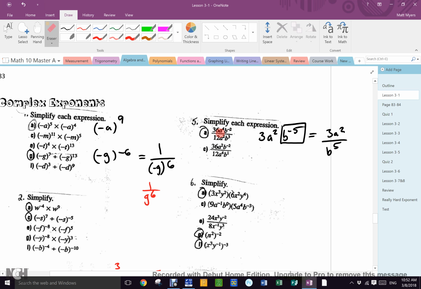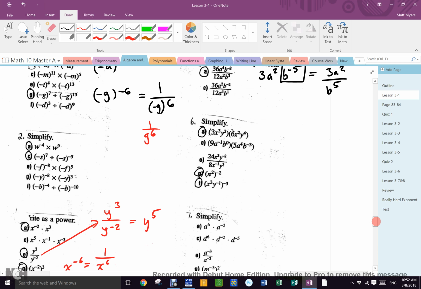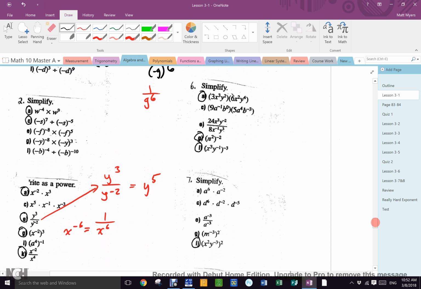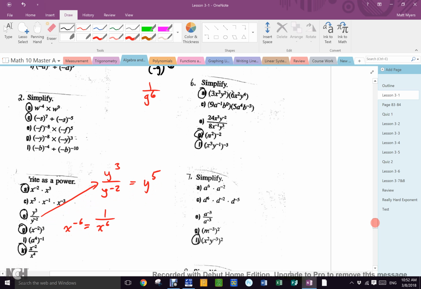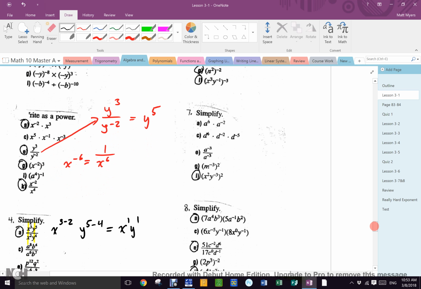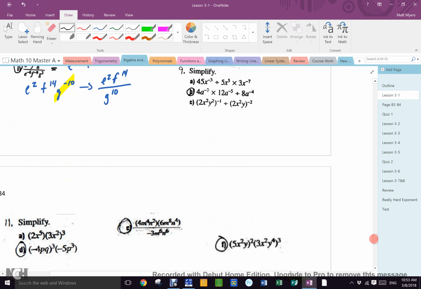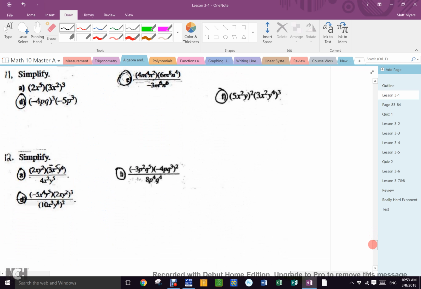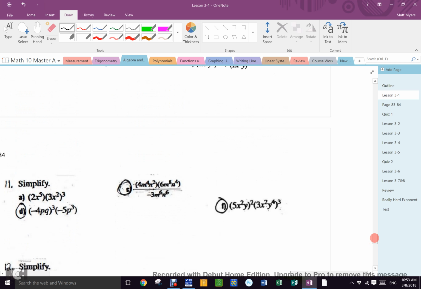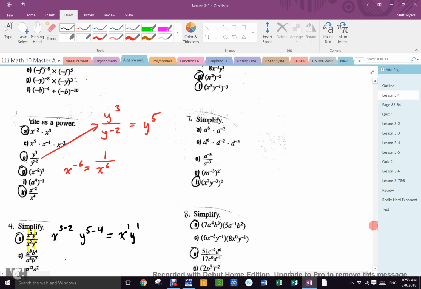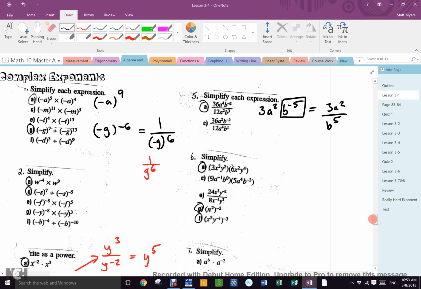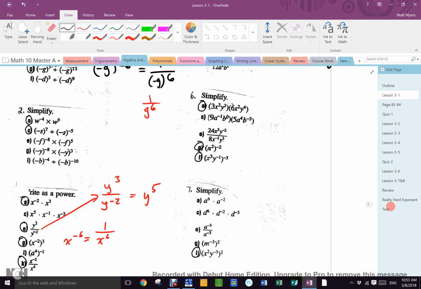Now, I am imagining that if I actually did a homework check, number 6 wouldn't be done. Number 8 wouldn't be done. Number 9 wouldn't be done. And number 11 and 12 would not be done. Would I be correct? No. Okay. So that means we can go on, yes? No. Excellent.